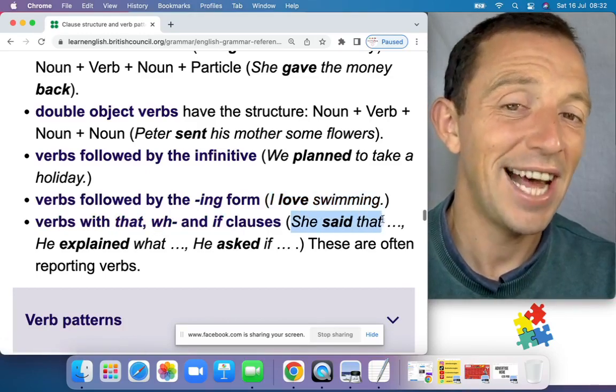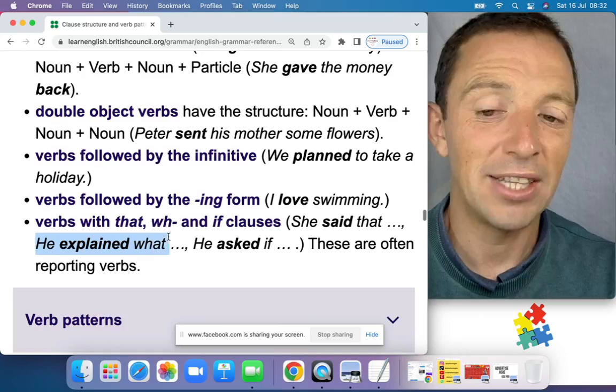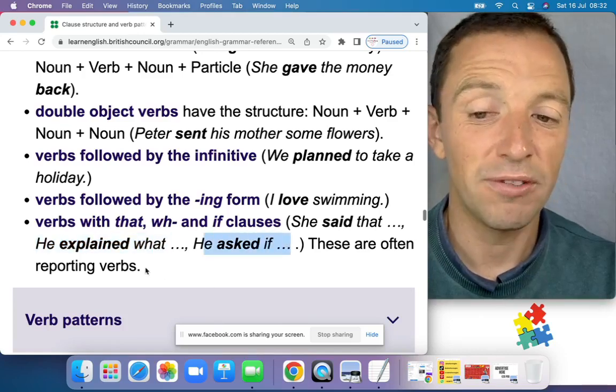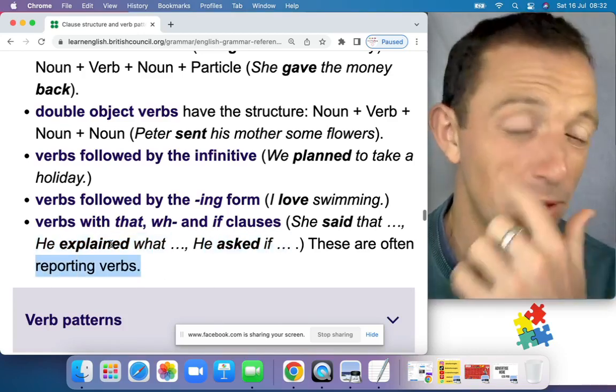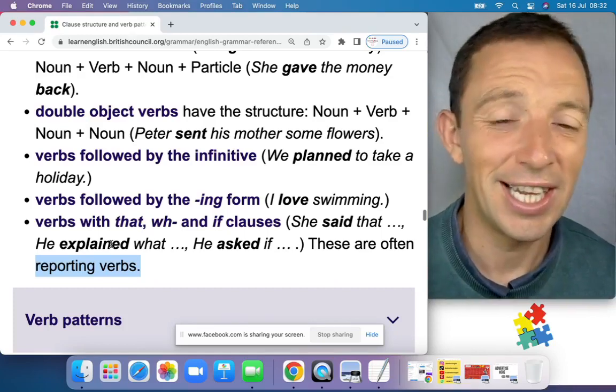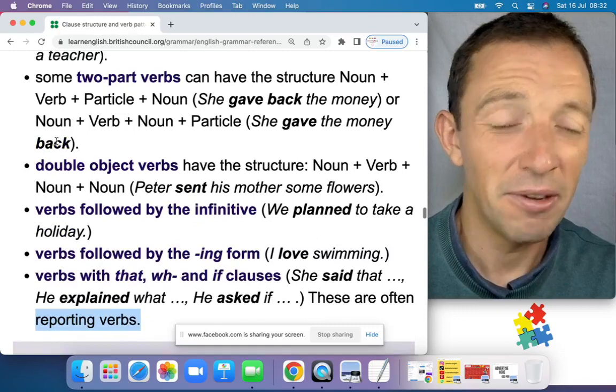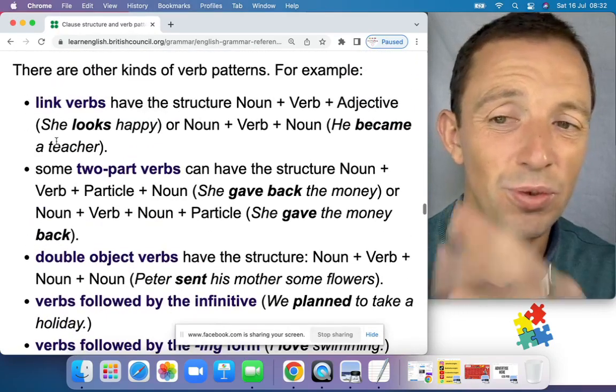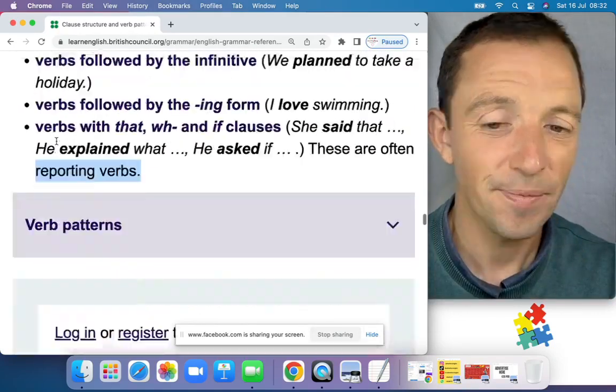Next, verbs with that, WH and if clauses. She said that. He explained what. He asked if. These are often reporting verbs. Okay, so there's lots of interesting patterns and structures of verbs in English, and that is very interesting and very valuable and very useful to know this list.